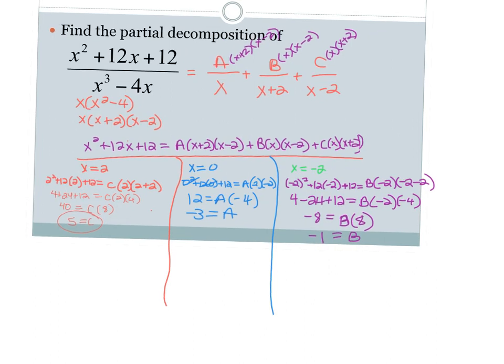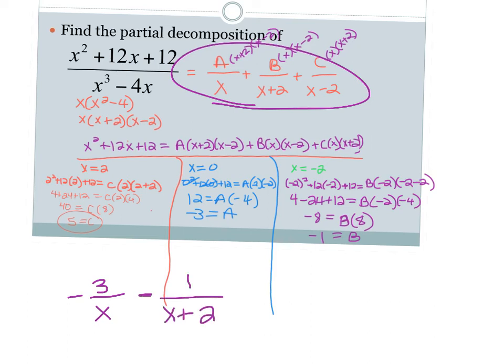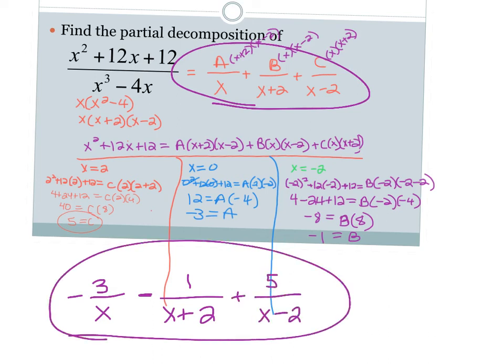So now I want to just rewrite my numerator with the constants replaced with their values. So A we said was -3, so -3 over x. B is -1, so this is -1 over x plus 2. C is 5, so +5 over x minus 2. And then again, this, when combined, should give you your question.